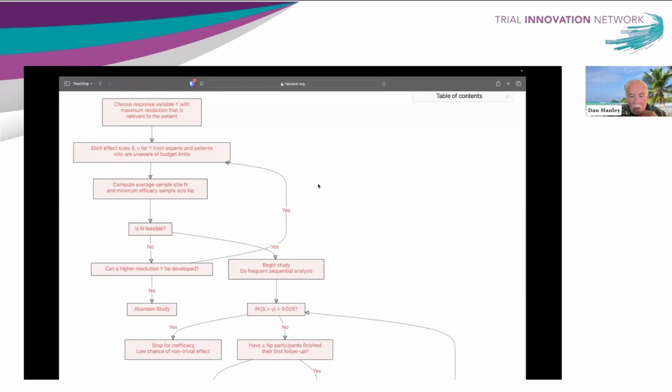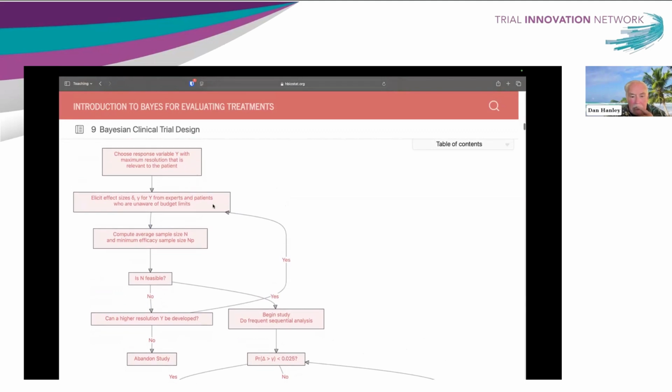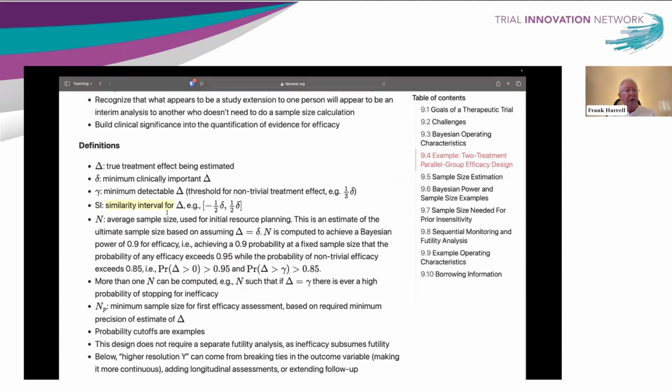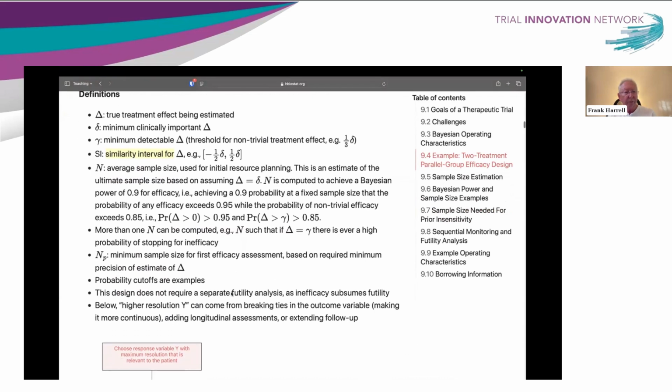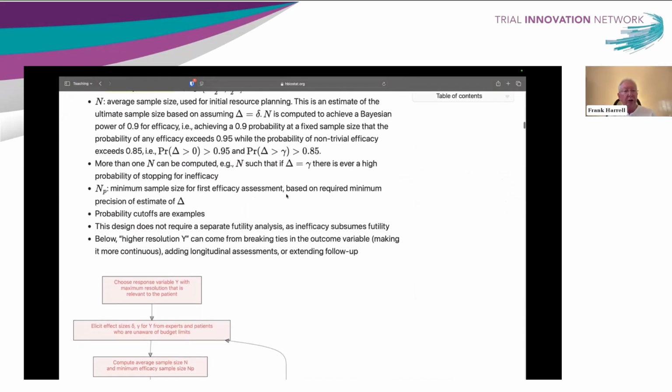Right, and you gave us some bookends there, half or a third. Very nice. Tell us about N sub P. Is that determined by gamma? So N sub P is different. Let's see, where do I talk about that? Yeah, here, the required minimum precision of the estimate of delta.